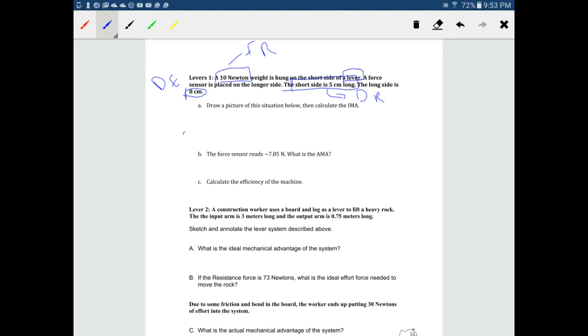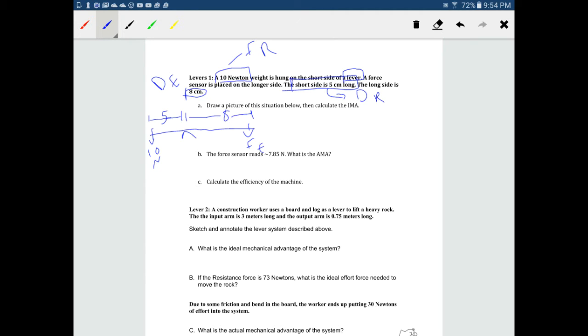Let's draw a quick picture. We'll put our fulcrum in there. This is probably going to be tough to see. There's the short side right there. So we'll put our hanging weight, 10 newtons, and a distance right there of 5. You can see my really crummy dimension line here. We'll put in our other dimension line here. That one is 8, and then right here is our unknown FE.